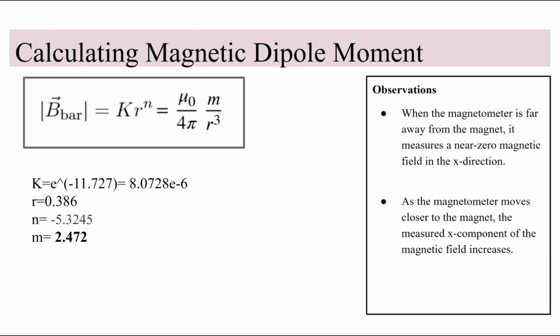To find the magnetic dipole moment mu, I used the intercept k by setting k equal to mu naught over 4 pi times 2 mu. I then calculated a magnetic moment of 2.472 angstroms per meter squared.